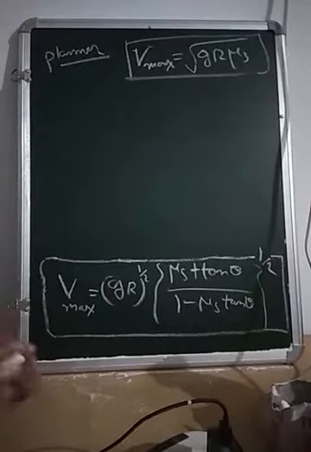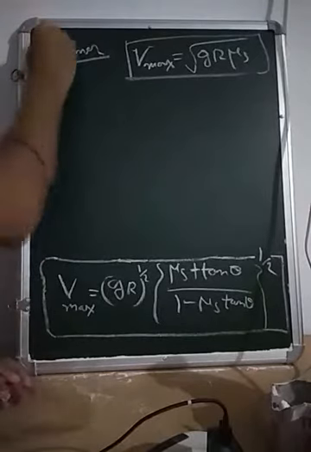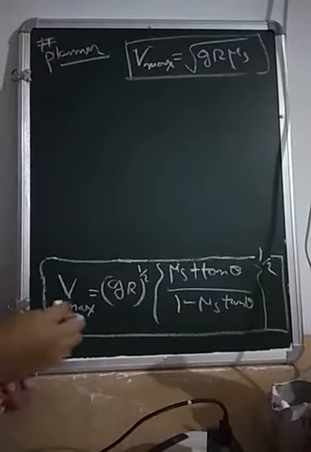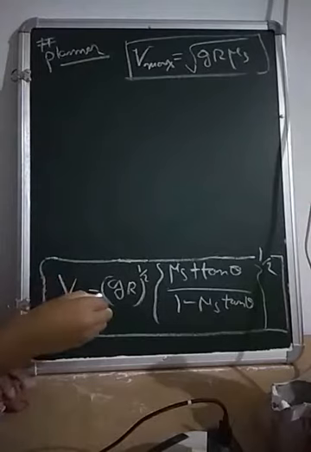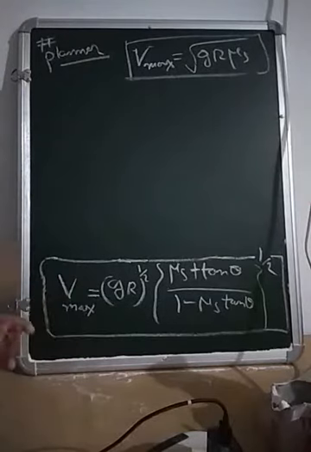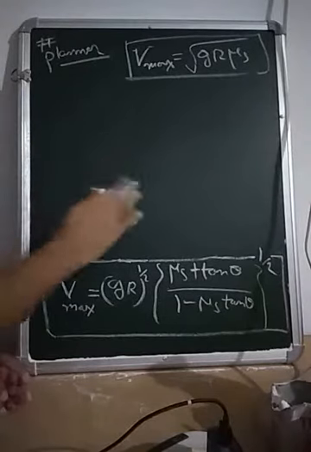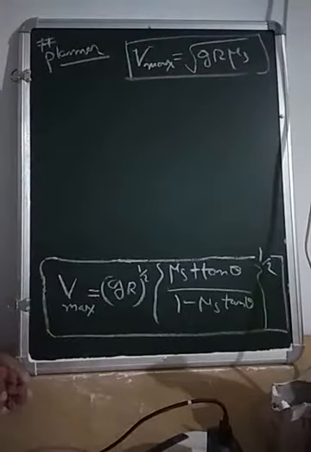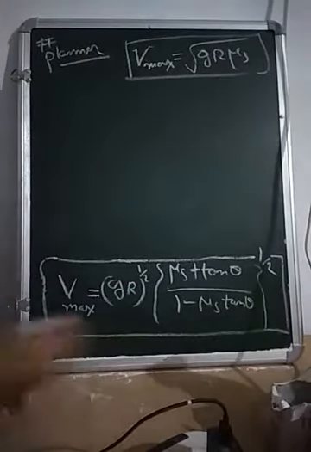So this is nothing but for increasing the Vmax value, so that we can take the turn at maximum velocity, and here it is for safety purposes actually.